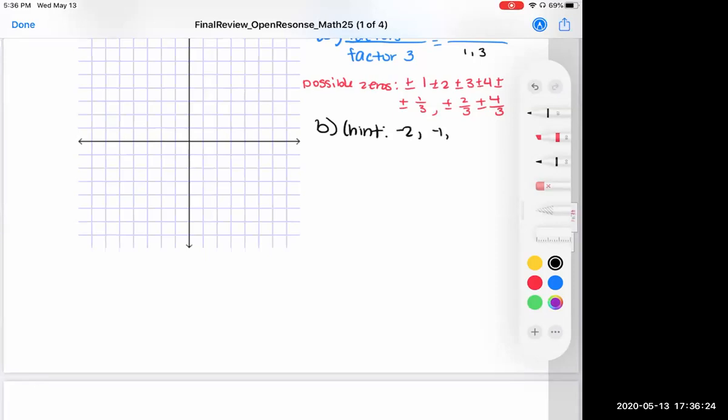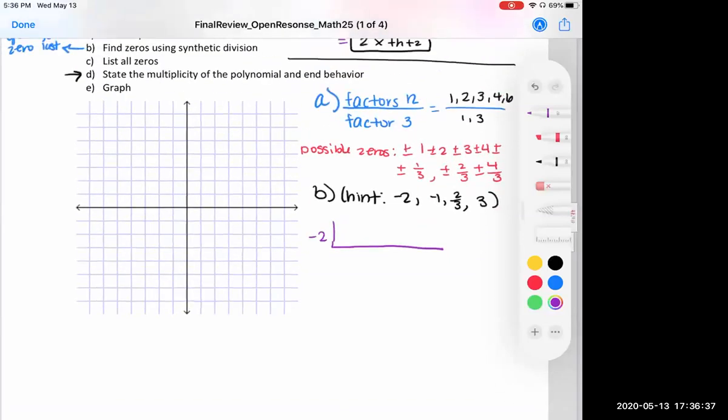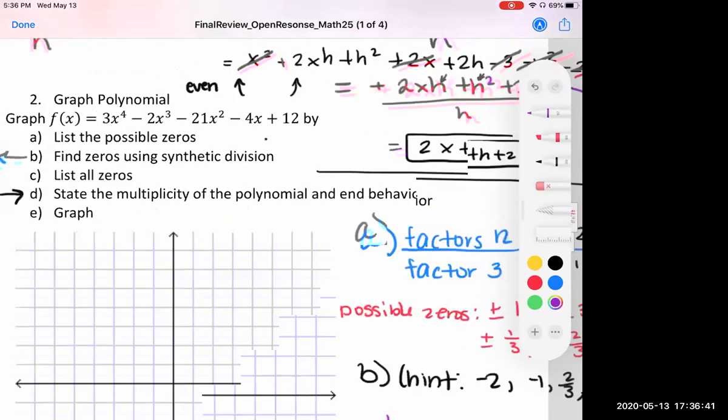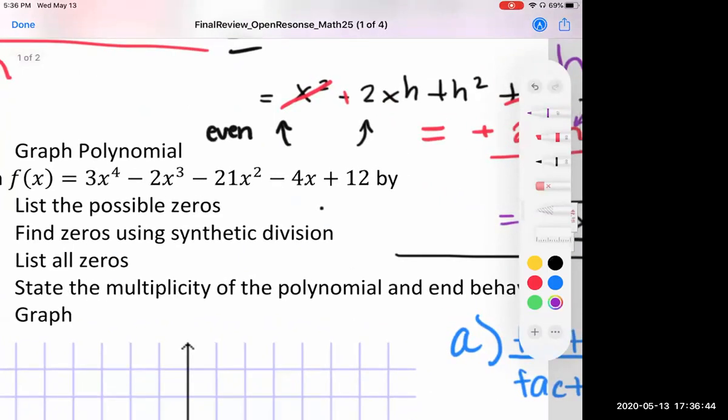It's -2, -1, 2 over 3, and 3. Let's go ahead and perform synthetic division. So -2, and for synthetic division, I have to use the coefficients of my polynomial. So we have to make sure our polynomial has every degree represented. So I go to the 4th power, 3rd power, squared, 1 degree, constant. We're good.